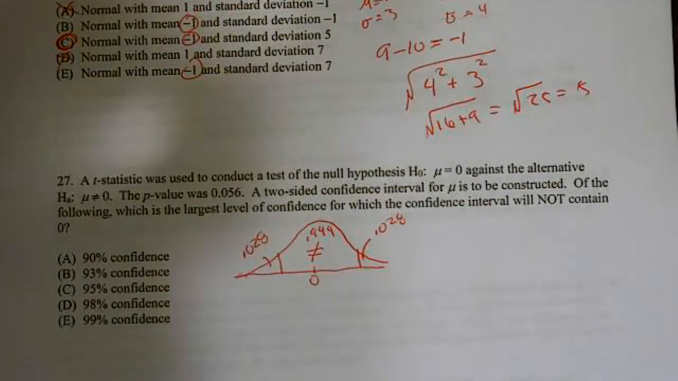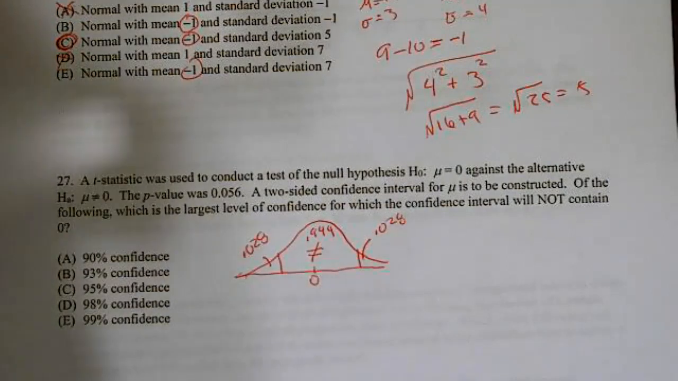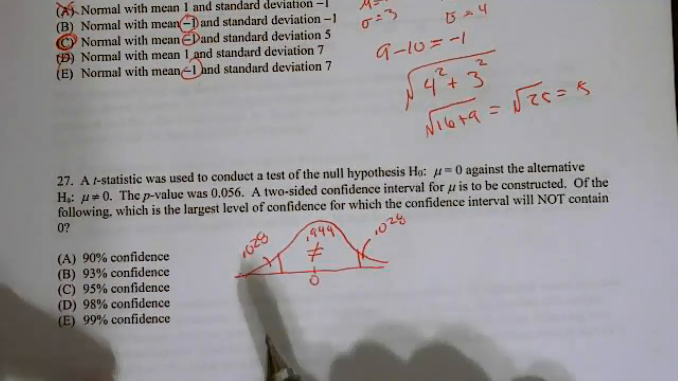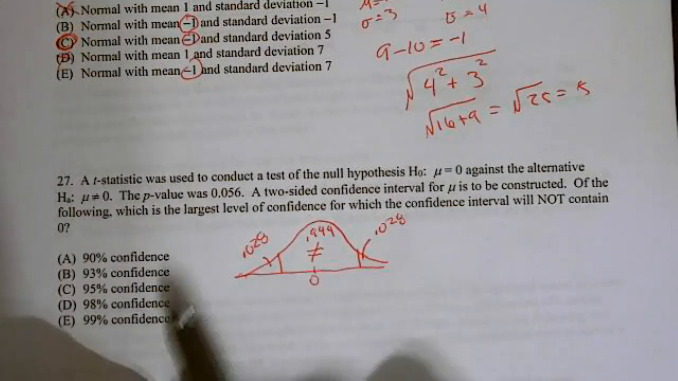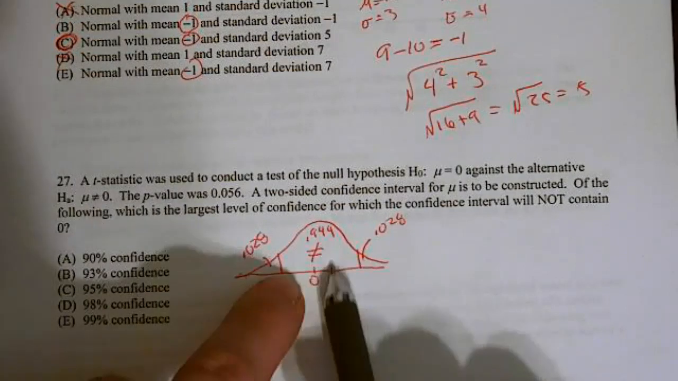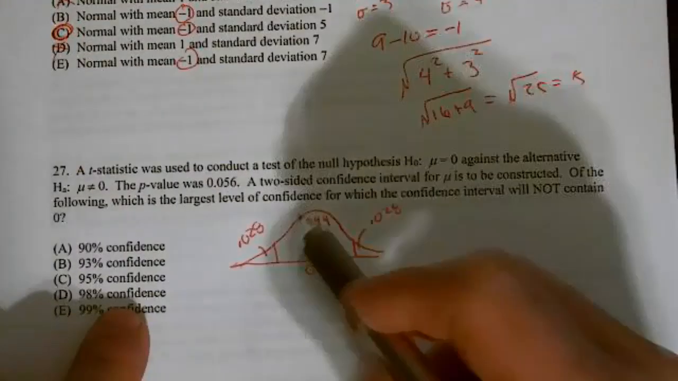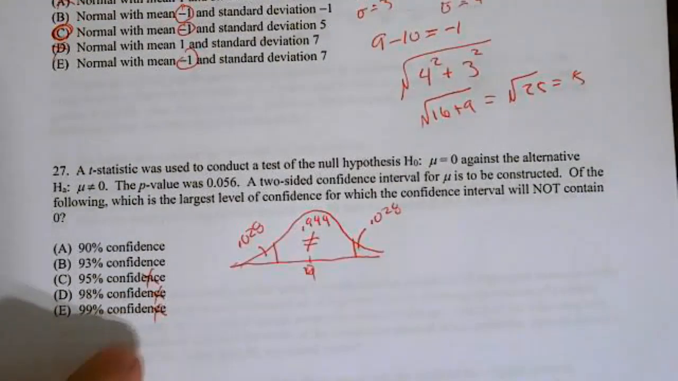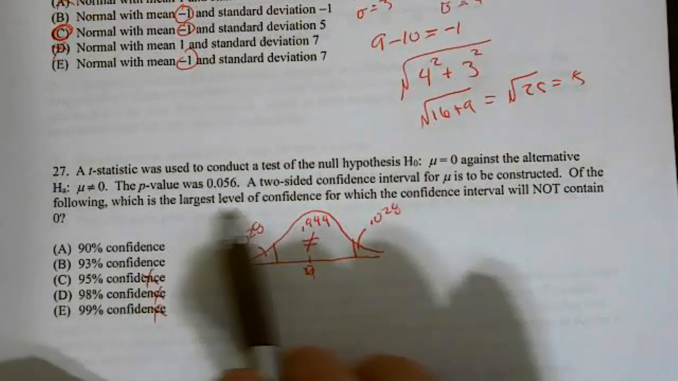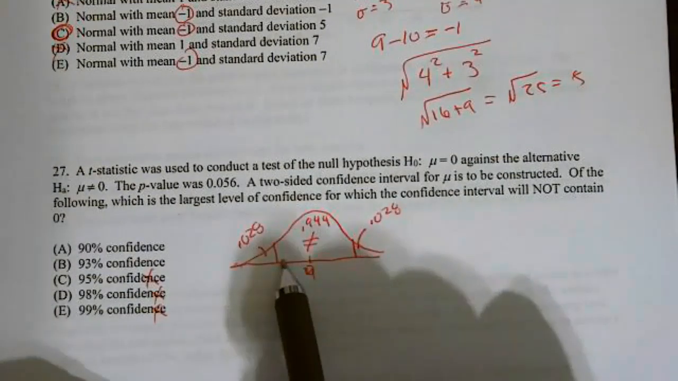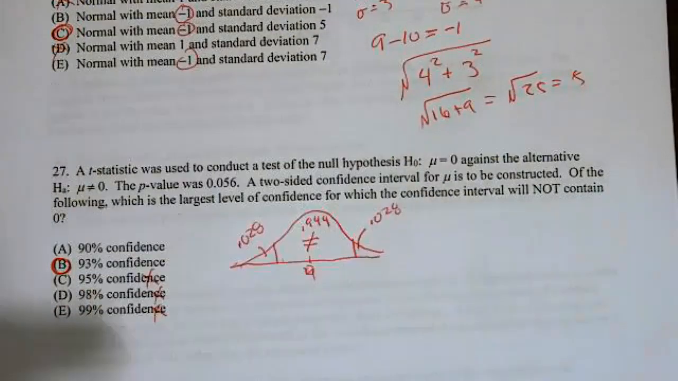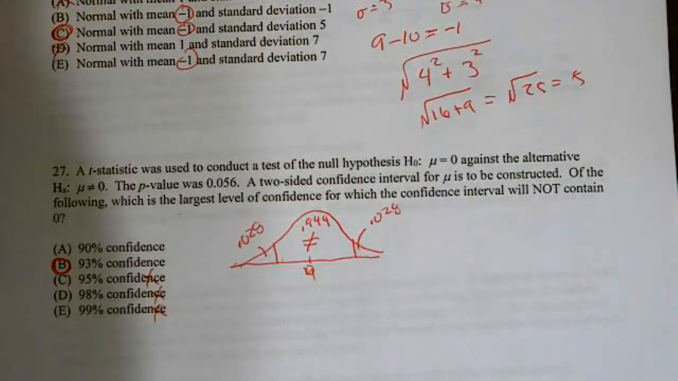Which of the following is the largest confidence level for which the interval will not contain zero? Remember, if I increase my confidence level, my interval gets wider. If I go to 95%, it gets wider, and we already contain zero. 98% is wider, so any of these are too wide. It says the largest that won't contain it. Well, 93% won't contain it because it's less than 94.4. We have to find the largest one less than 94.4. So 27 is B.